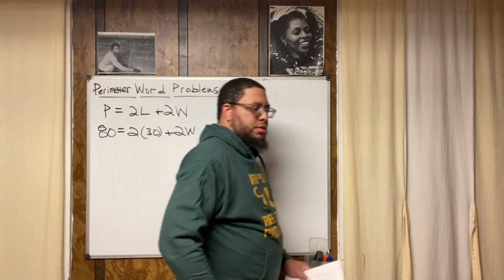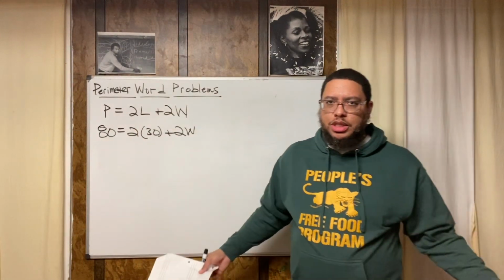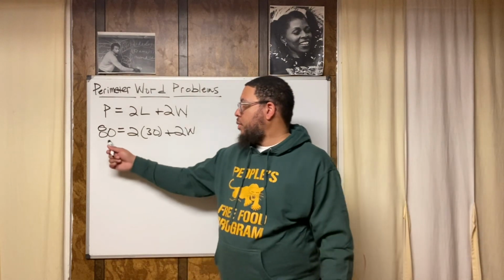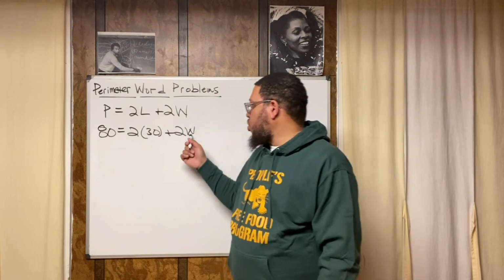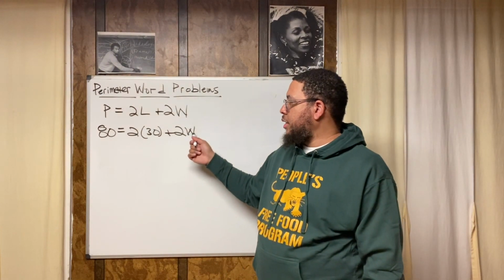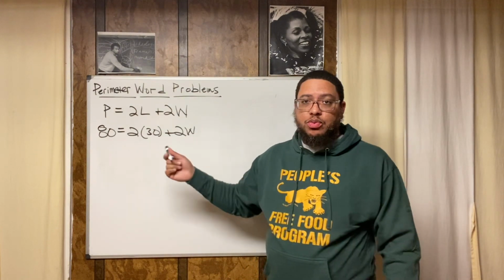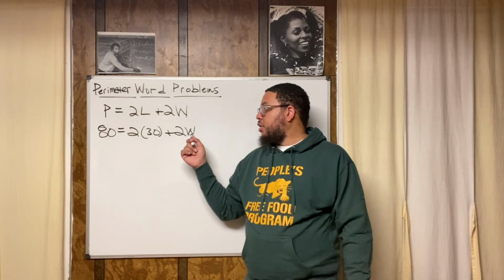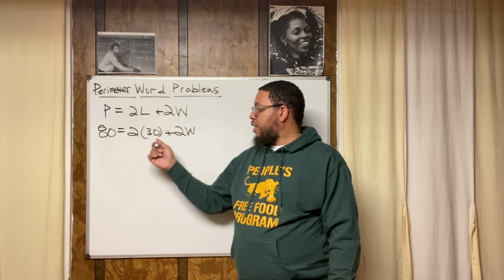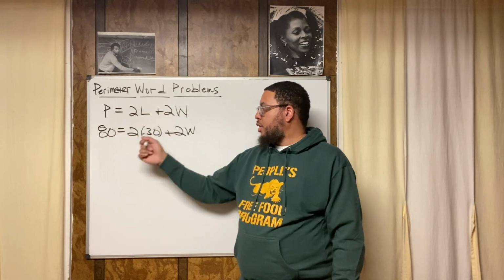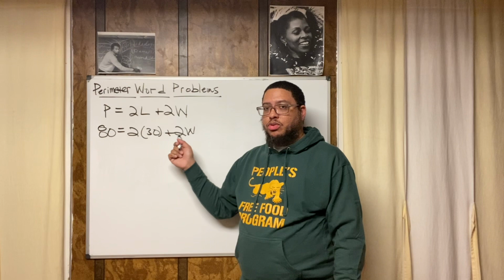That's our new equation, right? So 80 is equal to 2 times 30 plus 2W. Now, our goal is to solve for W. We want to get W all by itself. That's what it means when we solve for something. We get it all by itself on one side of the equal sign. So this is the right side of the equal sign. So all this other stuff has got to go. This, and this 2.